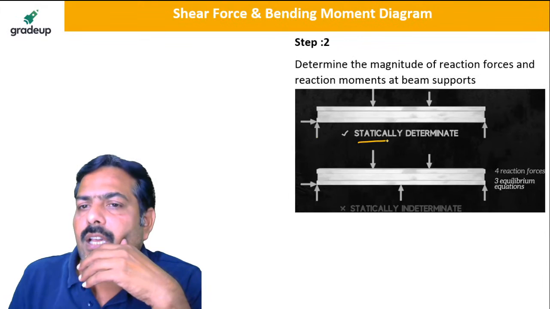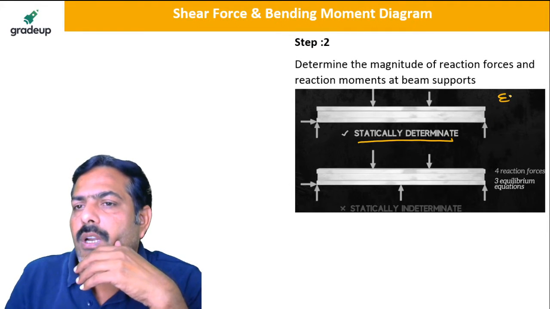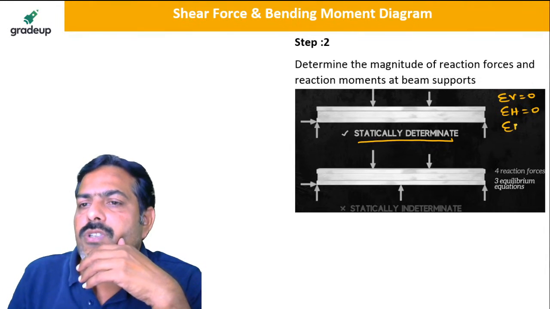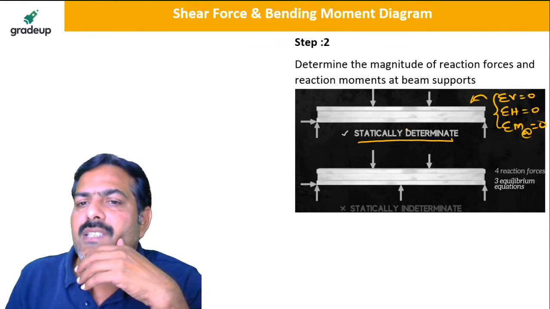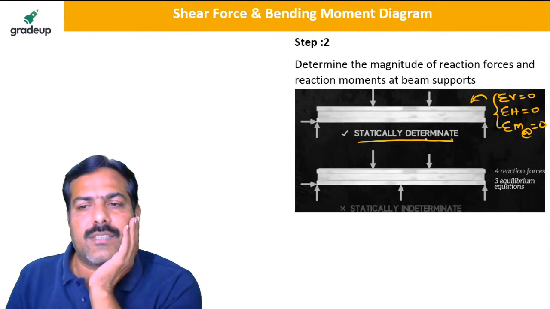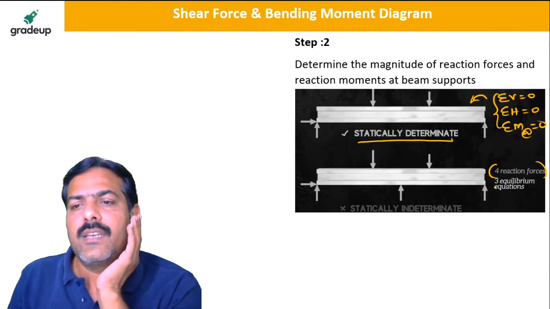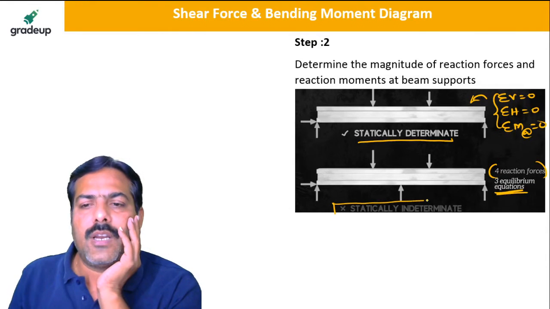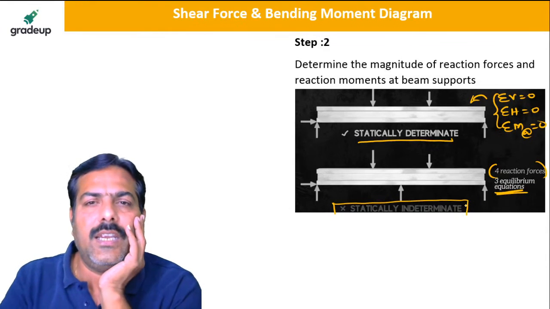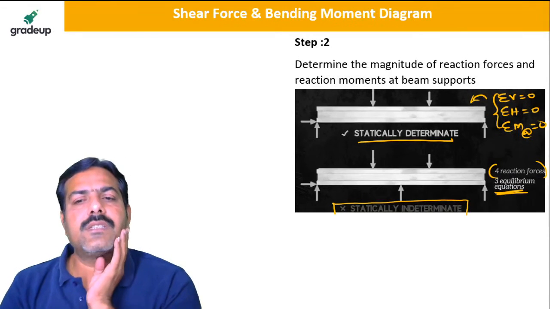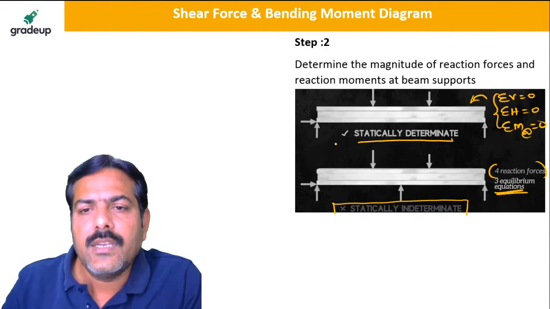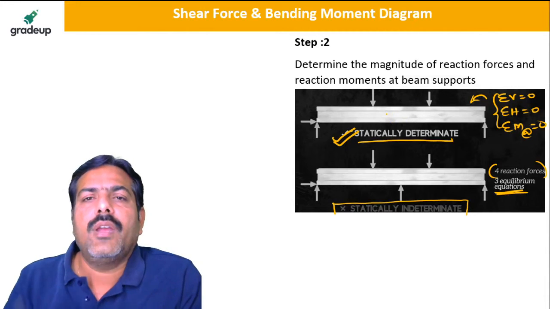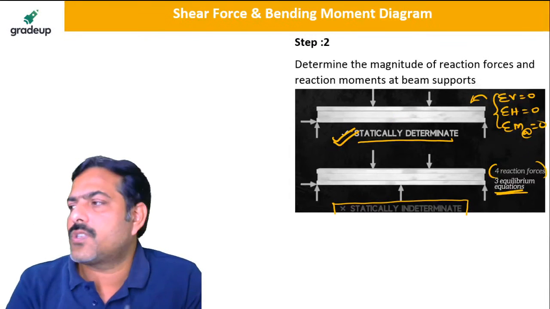One is called a statically determinate truss, where summation of vertical is equal to 0, summation of horizontal is equal to 0, and summation of moment about some point is equal to 0 is satisfied. We call this truss a statically determinate truss. When there are 4 reactions and 3 equations, we cannot find the unknowns, and that type of truss or beam is called statically indeterminate. And my dear friends, in our syllabus we have only statically determinate trusses, where there are 3 unknowns and 3 equations to solve.